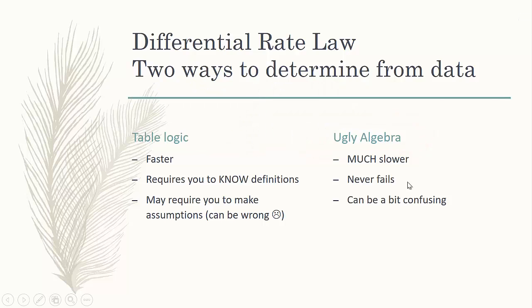So if you have a kinetics question in the multiple choice part of your test, table logic is faster, as long as you know the definitions. And you might have to make some assumptions, so you can get it wrong. If your logic is flawed, you will be wrong. Another problem with the table logic method is that you have to explicitly write out how you arrived at your conclusion. If you do not say things exactly as I phrase them to you, you will not earn those points. So, I'm going to show you both methods.